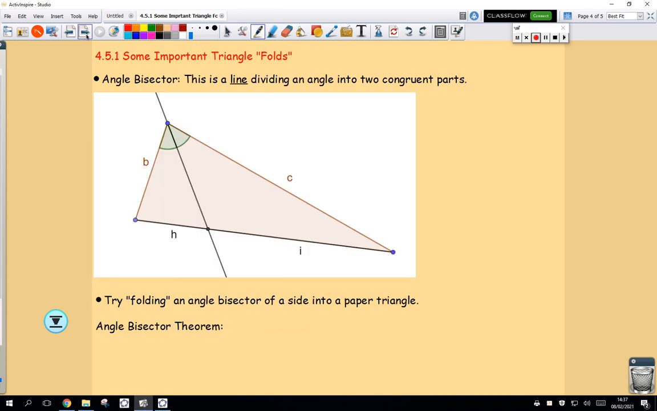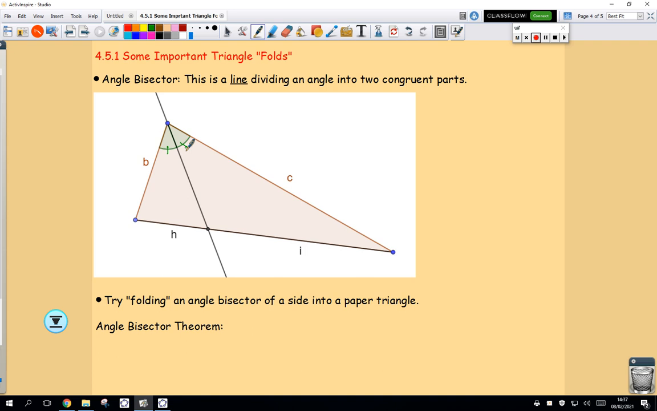Okay, and the last thing is called an angle bisector, and this is a line dividing an angle into two congruent parts. So if I look at this triangle here, this angle up here has been bisected by this black line, and these two angles will be congruent. Okay, that's an angle bisector.